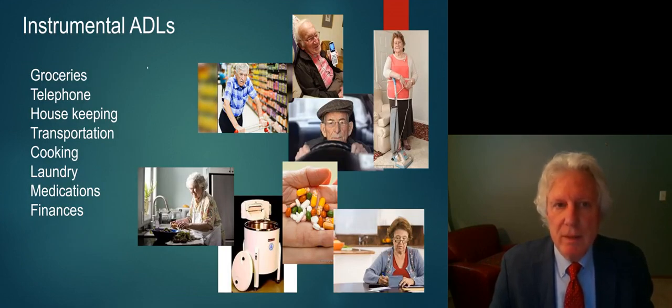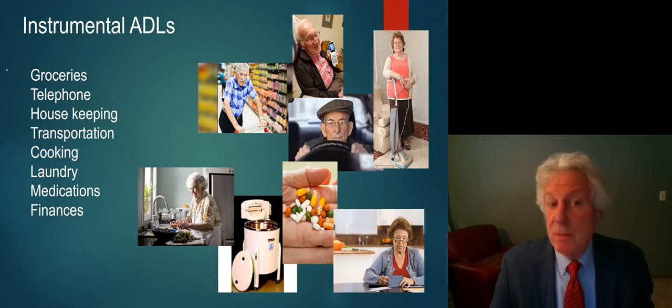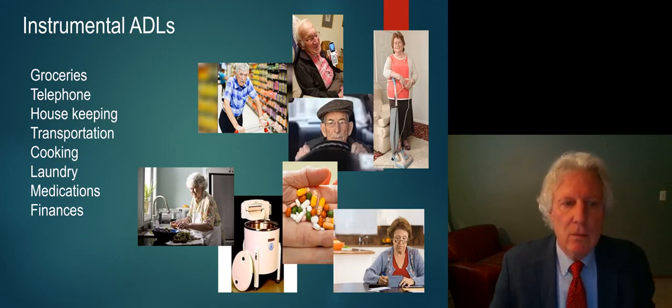We also want to review the instrumental activities of daily living. That includes shopping, the ability to use a telephone, housekeeping, transportation issues. Can they get around? Do they cook for themselves or do they have meals prepared? Whether they can do laundry, whether they sort and take their own medications, and whether they can conduct their finances.